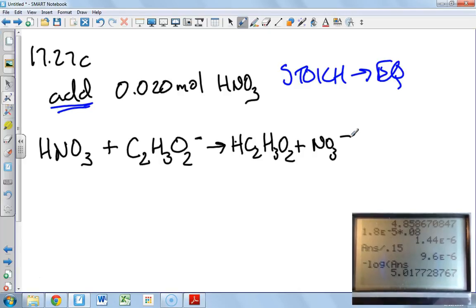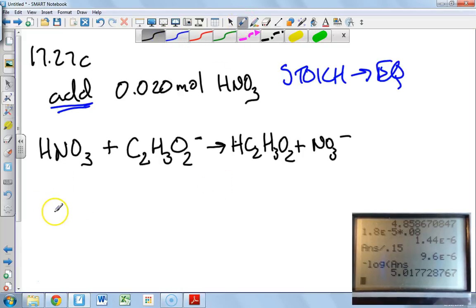So again, the strong acid here is going to be used all up, and it's going to be converted into this weak acid because it's a buffer solution. So now we do our stoichiometry step. It follows the same procedure as the last one.